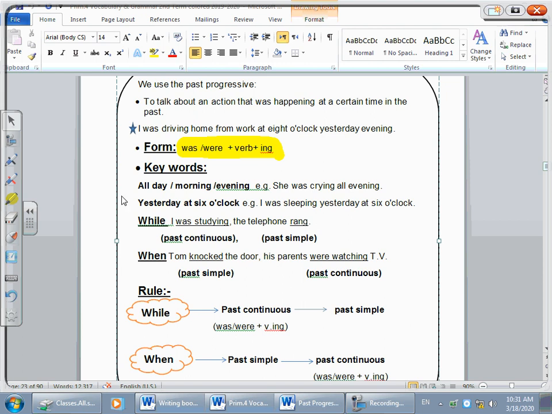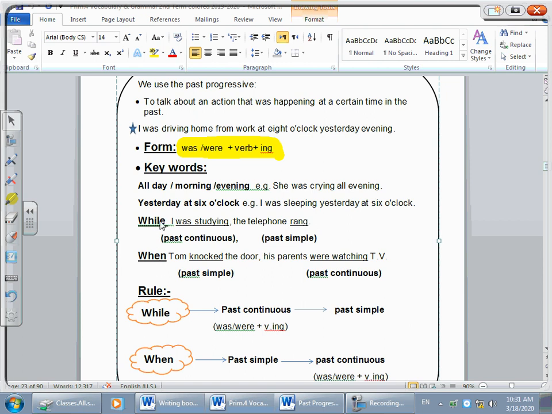So now we have the words all day, all evening, all morning. The words at 6 o'clock, yesterday at 7 o'clock, yesterday at 12 o'clock, yesterday at midnight. All these keywords are for the past progressive. Also, guys, we have the word while. I want you to be careful because you might get confused with while and when.